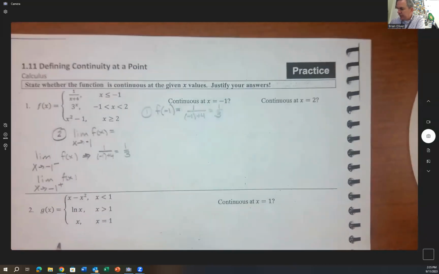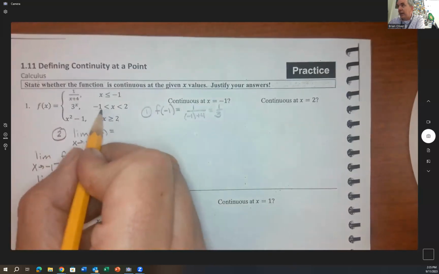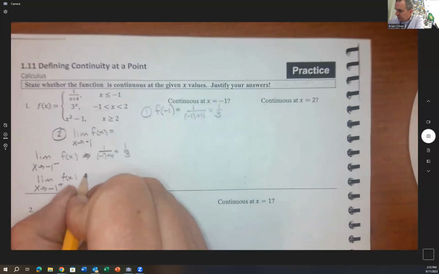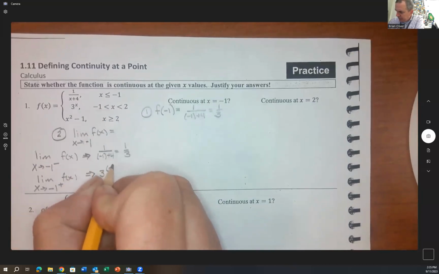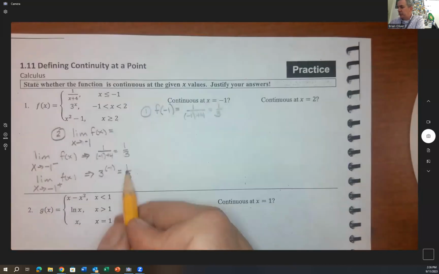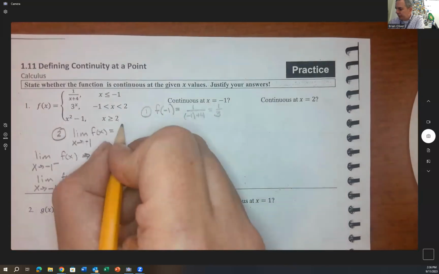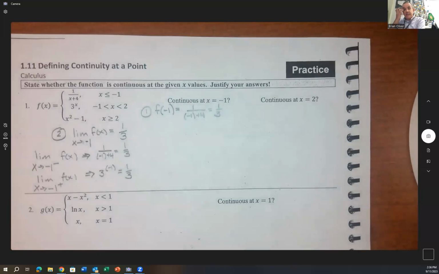Now what we want to do is look at the second function, and that second function is going to be here. This is where x is greater than -1. So we're going to plug in -1 for x, so 3 to the -1, which is also 1/3. Because those two numbers are the same, we know that the limit as x approaches -1 is 1/3. If the one-sided limits are the same, the answer to the limit is that number that they reach.